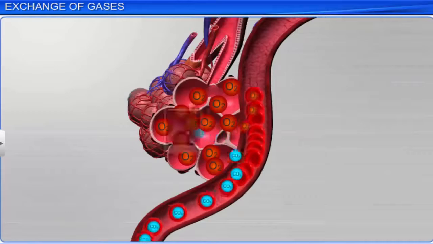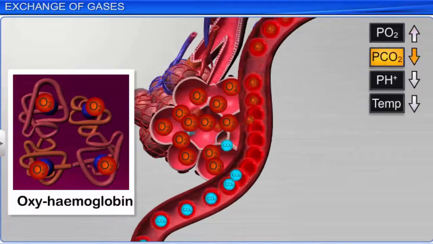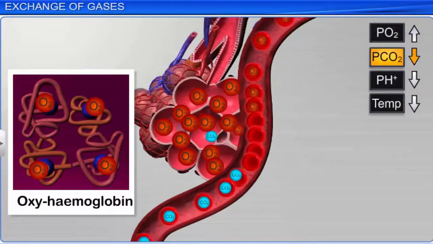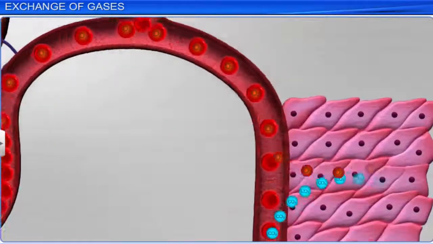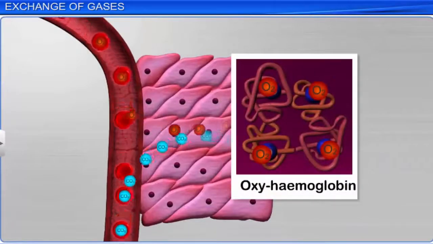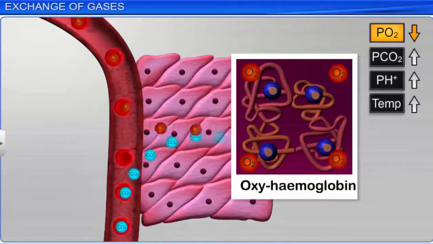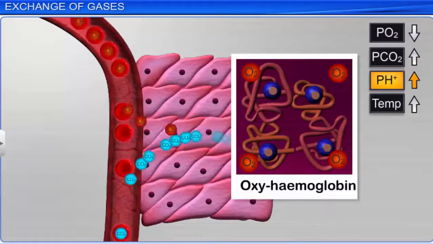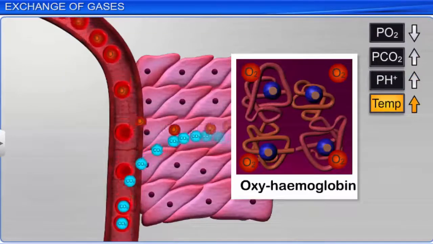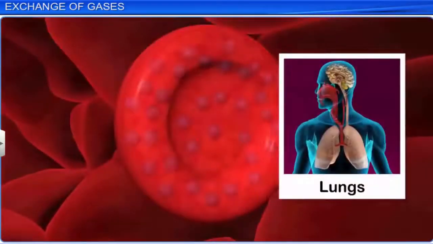Alveoli are more amenable to the formation of oxyhemoglobin as they have high oxygen partial pressure, low carbon dioxide partial pressure, a smaller hydrogen ion concentration, and lower temperature. On the other hand, tissues are amenable to the dissociation of oxygen from oxyhemoglobin as they have low oxygen partial pressure, high carbon dioxide partial pressure, high hydrogen ion concentration, and high temperature. Therefore, oxygen combines with hemoglobin on the surface of the lungs and gets dissociated in the tissues.